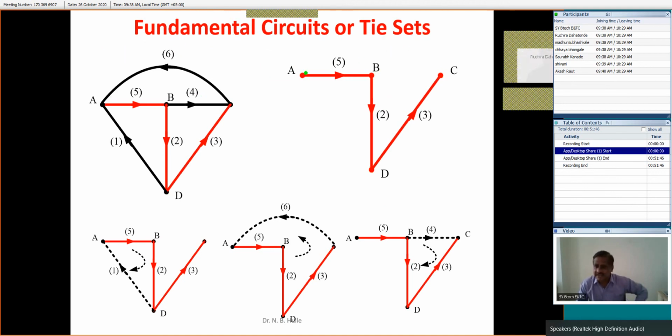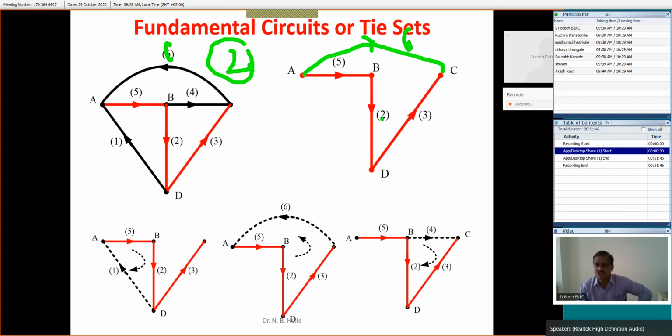Similarly, in the same tree, if we are putting branch number 6 in that particular case, something is like this. Is it right? Now this is again a closed path. This closed path is known as another tie set, which may be tie set number 2. Here this branch is branch number 6, and tie set number 2 is branch number 2, 3, 5, and 6. It forms a tie set, or a closed path.